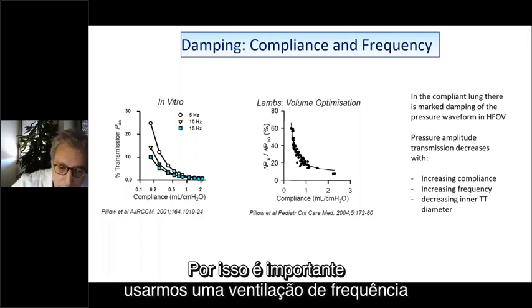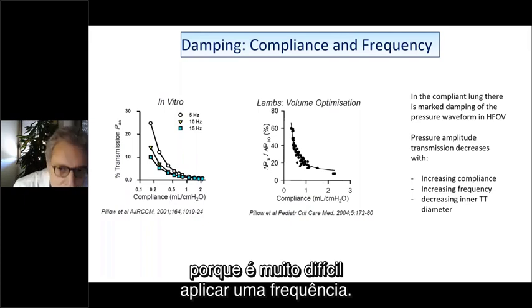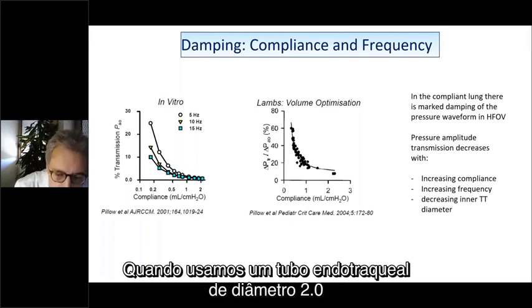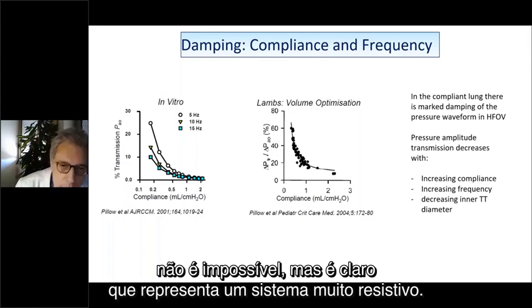And this is why it's important, when we use high frequency ventilation in preterm neonates, to use the bigger endotracheal tube, because it's very, very difficult to apply a frequency when we use a 2.0 endotracheal tube diameter. It's not impossible, but of course this represents a very resistive system.